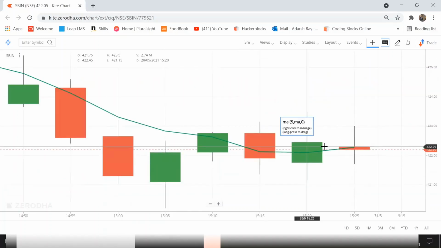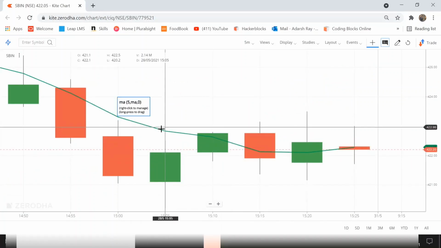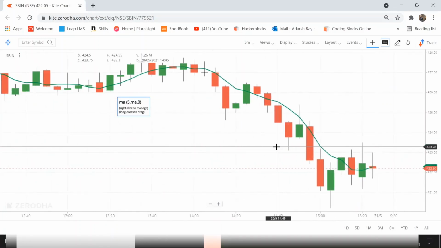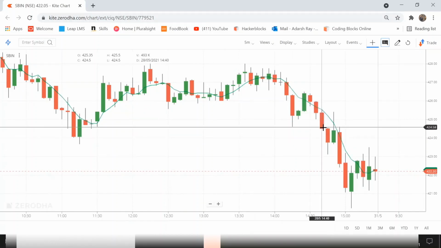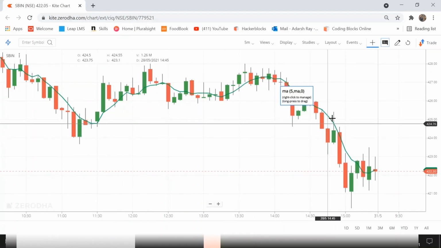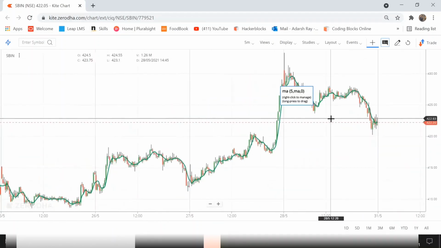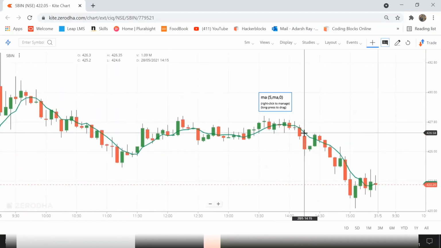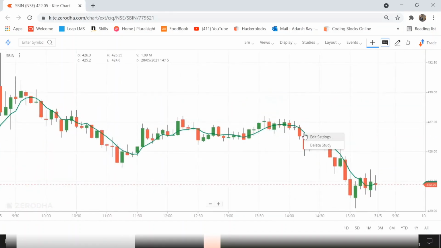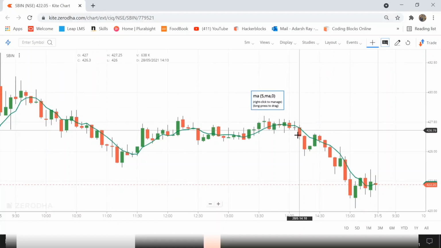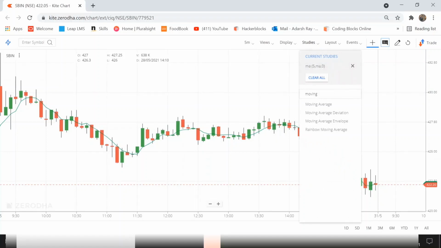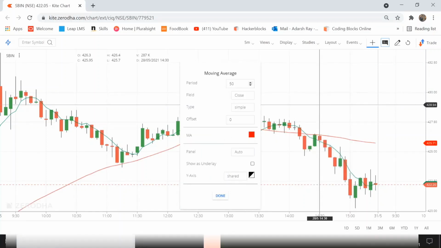Okay, so we go on 5 days, right? I've already explained this simple moving average, and it is the easiest way to understand SMA. So SMA is not a big deal, so we have already understood it. Now let's try to understand the exponential one. So I'll add a new one so that you can understand. We'll go to studies here. You can search for moving, so it's already searched. I'll just search moving average.